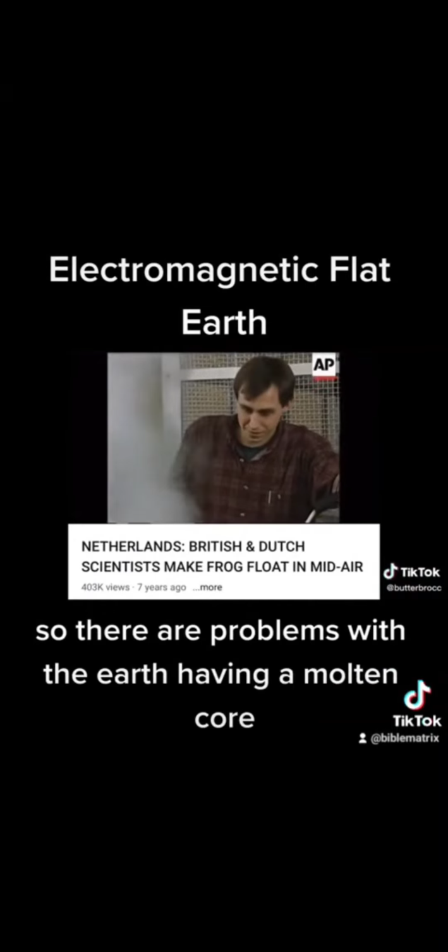So for those who are new to this topic, let me add a little context. There are problems with the Earth having a molten core. No one has ever drilled past 8 miles below the Earth's surface. Therefore, we have not empirically verified if this is true. Also, molten metals cannot be magnetized. Anyways, let's watch some frogs float due to the manipulation of their magnetic field.